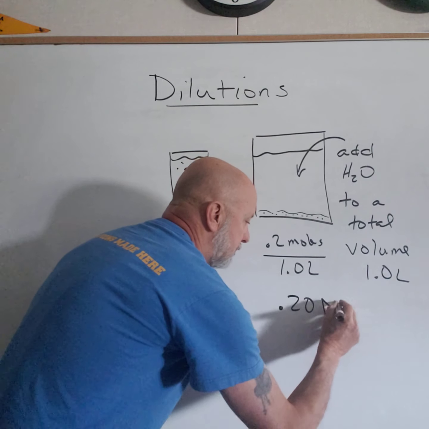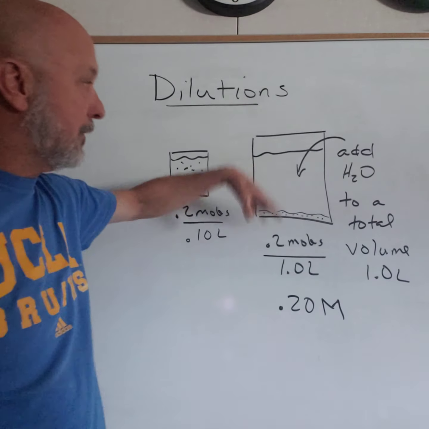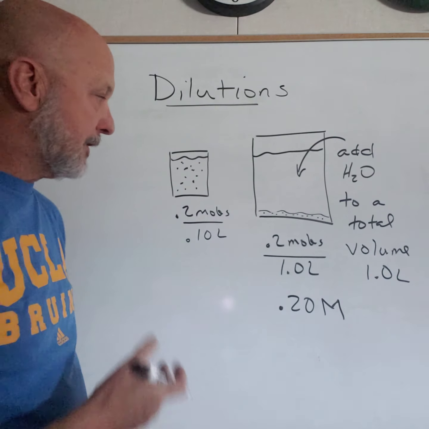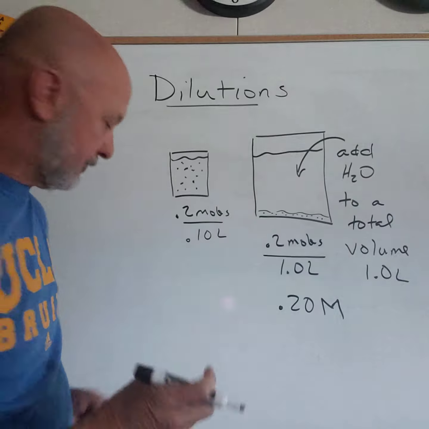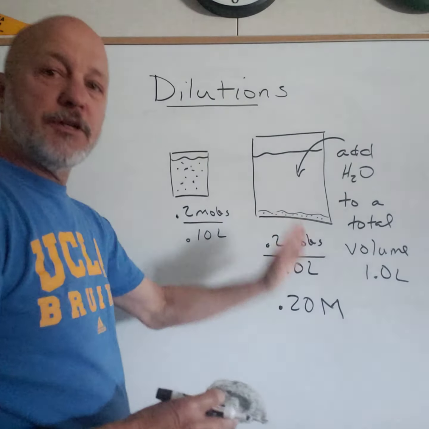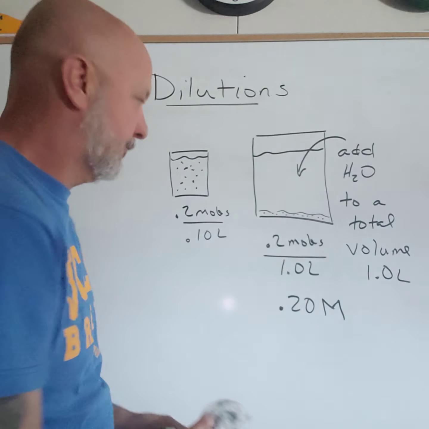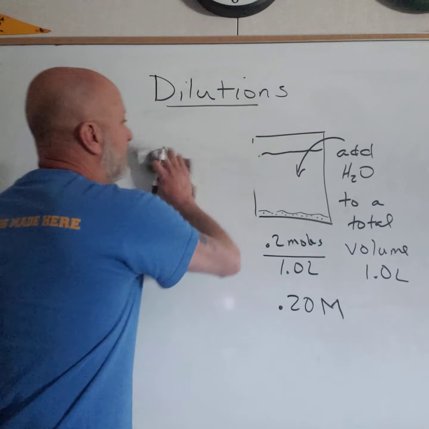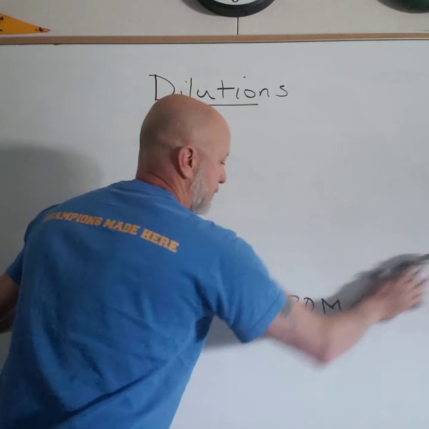0.20 molar. There are 0.2 moles of salt in this new diluted solution. And that's kind of how we do dilutions. Now I'm going to give you a shortcut equation to do dilution problems. So that's how dilutions work, but let's set up how this equation works.